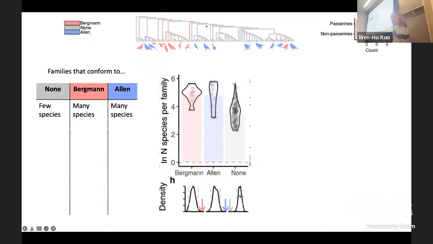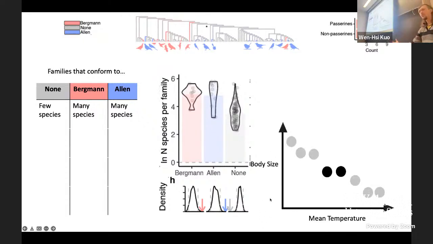So families that conform to neither rule seem to have fewer than expected species, whereas families that conform to either Bergmann's or Allen's rules had more than expected species. And this makes sense from a statistical sampling standpoint, right? Because if we only have a few species per family, we might not be able to detect a true conformity. So yeah, sure, that makes sense. They might well be conforming to any of these rules, but if we only retain few species per family, we might not be able to detect that conformity.